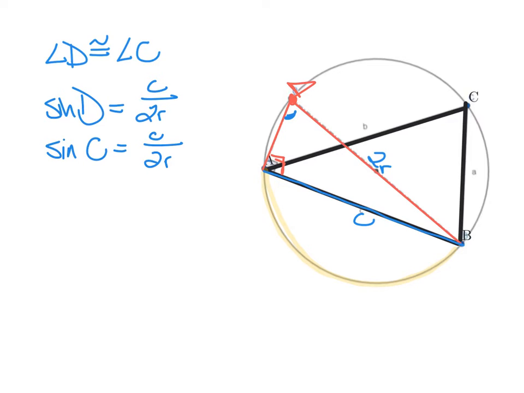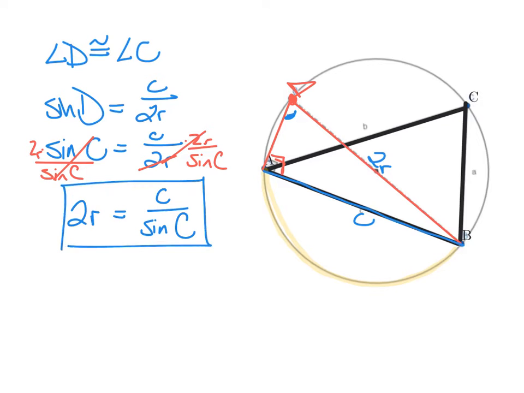Pulling a little bit of algebra here, I can multiply both sides of my equation by 2r and also divide both sides by sine of C. And that will get a little bit of canceling to happen on each side, and the end result is that 2r is equal to c over the sine of C. So the side c divided by the sine of angle C.